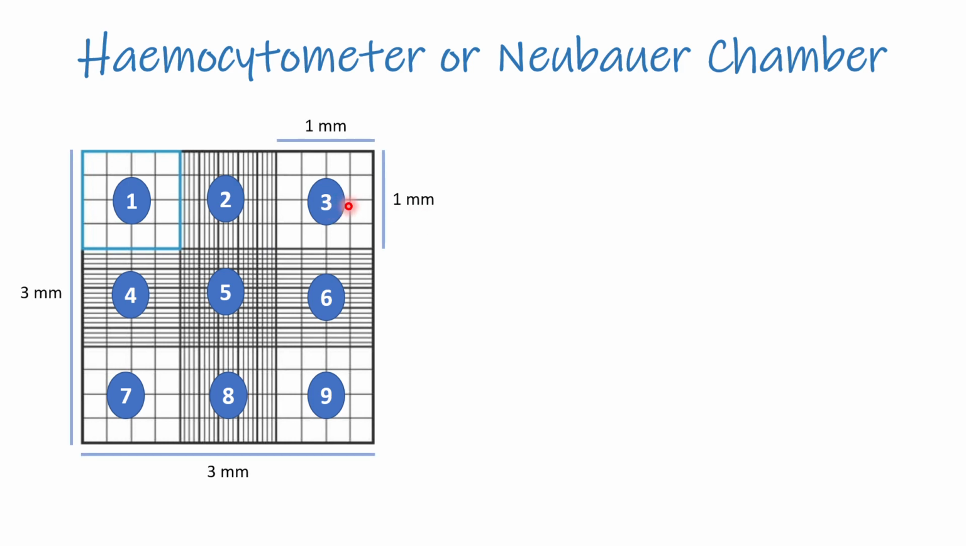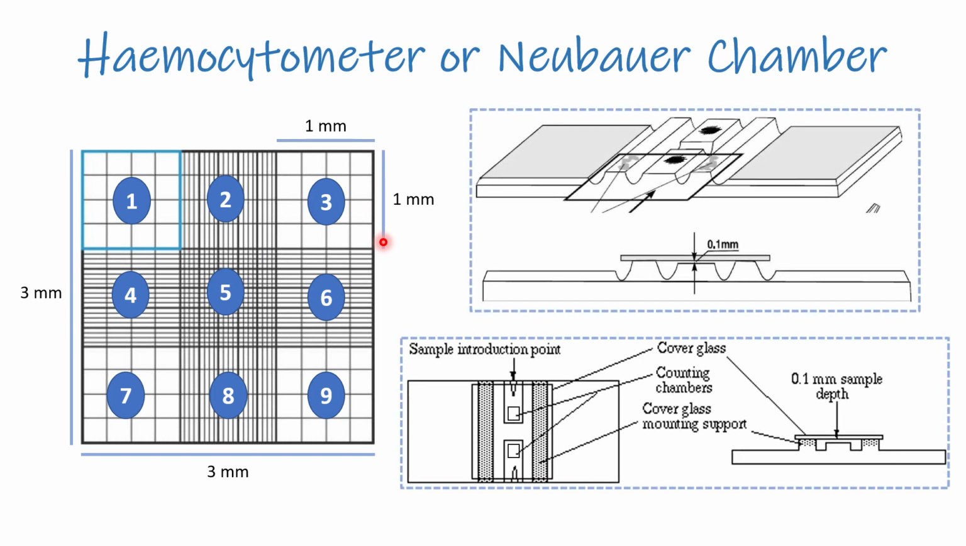Now, each grid has the area of 9 square millimeters. It's 3 millimeters long and 3 millimeters wide. Okay, and each big cell is 1 millimeter long and 1 millimeter wide. Right? Okay.